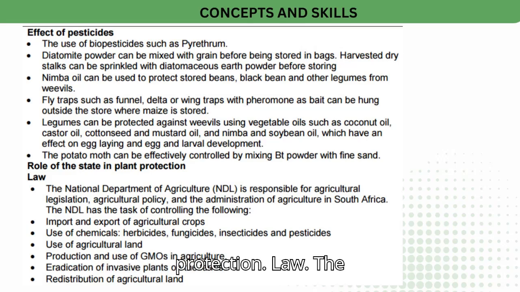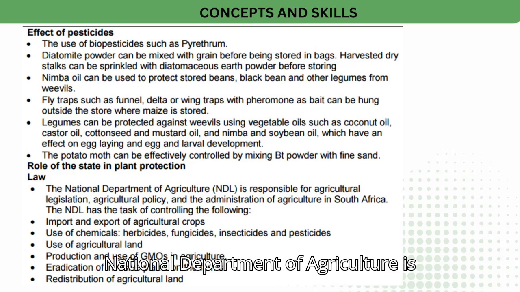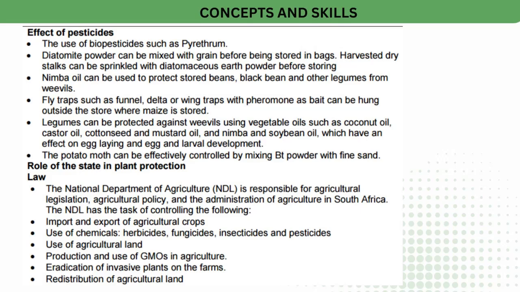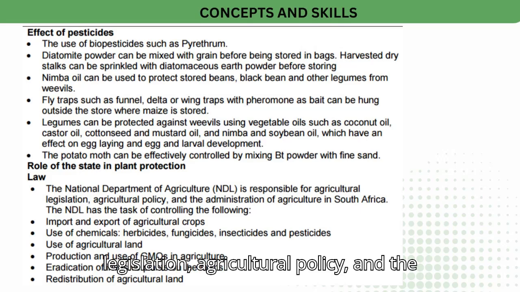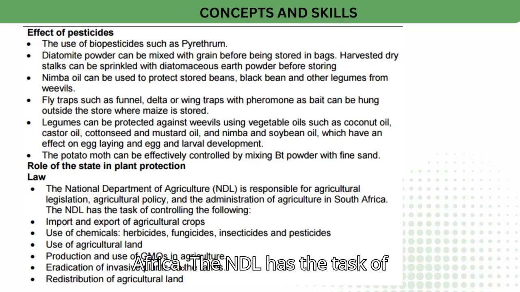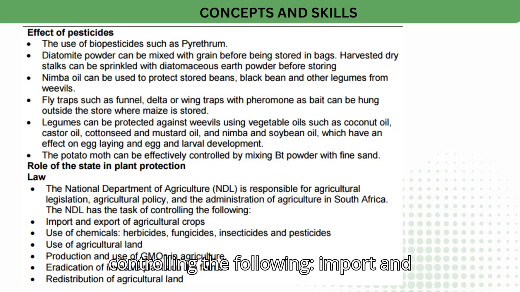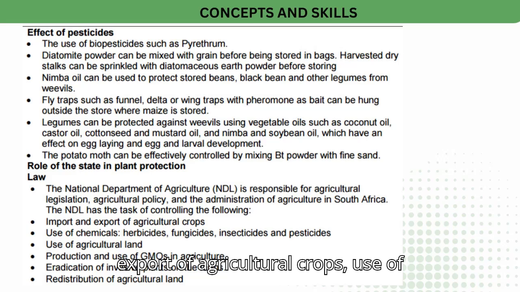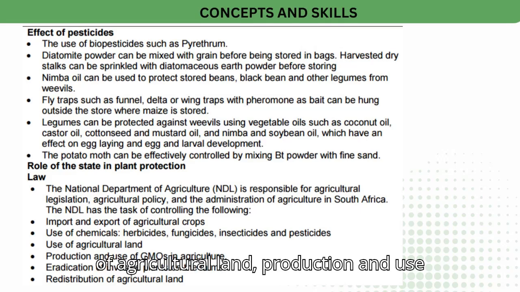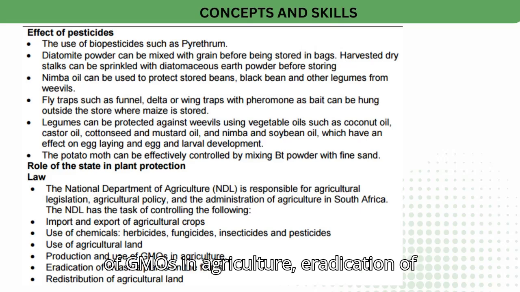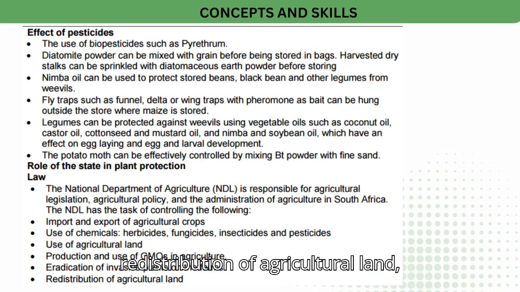Role of the state in plant protection. Law. The National Department of Agriculture, NDA, is responsible for agricultural legislation, agricultural policy, and the administration of agriculture in South Africa. The NDA has the task of controlling the following: import and export of agricultural crops, use of chemicals, herbicides, fungicides, insecticides, and pesticides, use of agricultural land, production and use of GMOs in agriculture, eradication of invasive plants on the farms, redistribution of agricultural land.